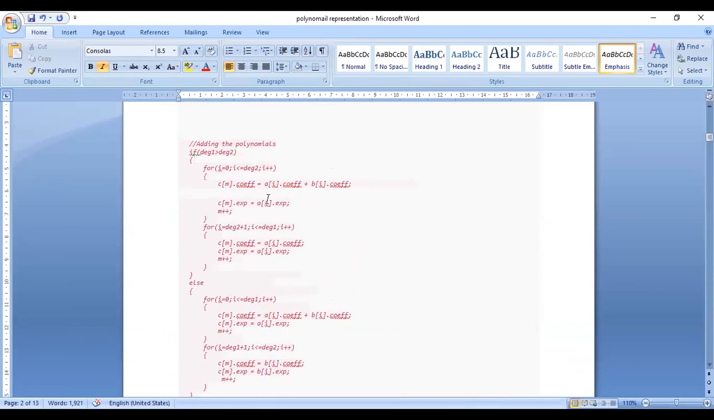So if that is the assumption, what will I do? For each term, for i equal to 0, i less than degree, i plus plus, the coefficient of the result is equal to coefficient 1 plus coefficient 2. The exponent is also the same exponent, m plus plus. So you can see here.